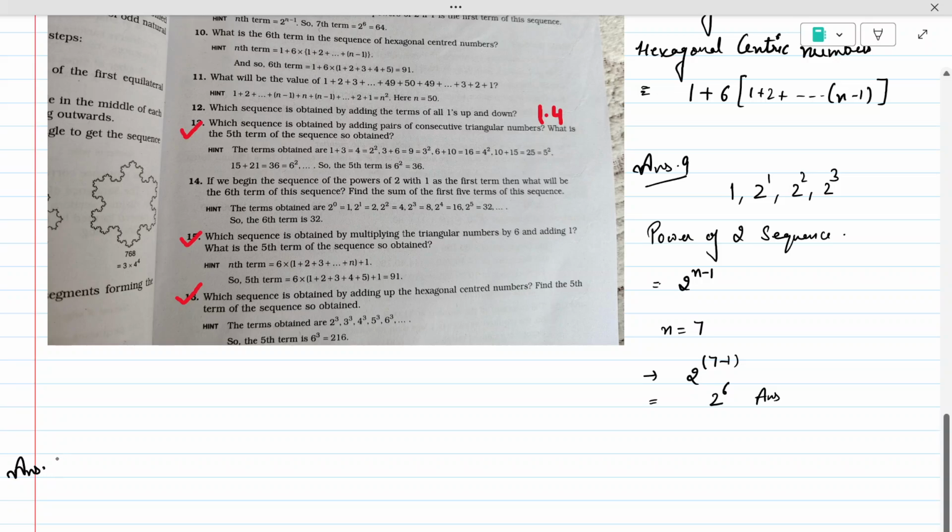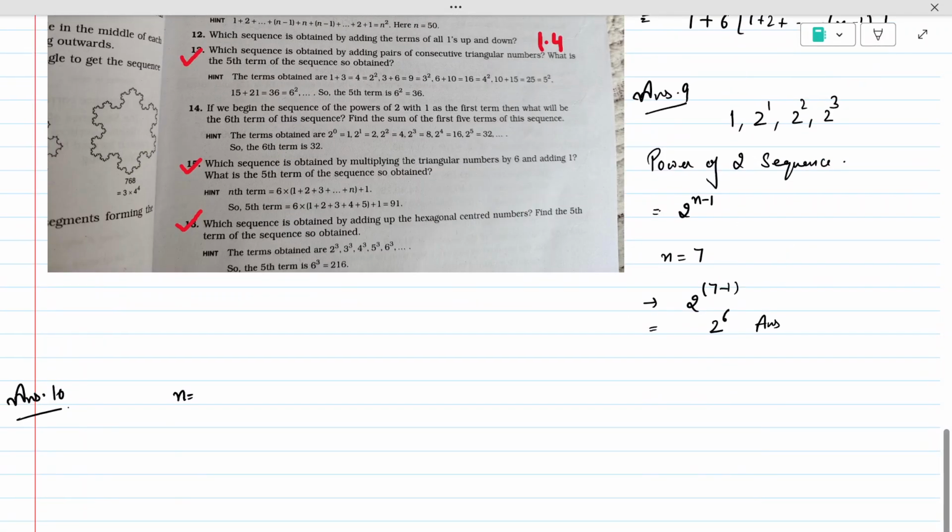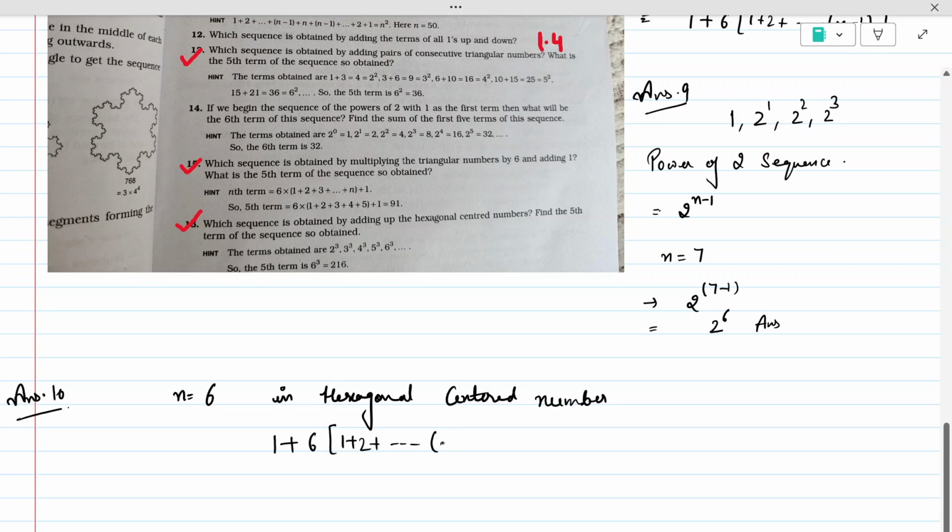Answer number 10. Okay, we have n is equal to 5. Sorry, n is 5 or 6? Sixth term, yeah. So n is 6 in hexagonal centered numbers. So what is the formula? The formula is 1 plus 6 times (1 plus 2 up to n minus 1). Okay, this is the formula. And n is 6. So what we are going to do? We are going to put the value of n.